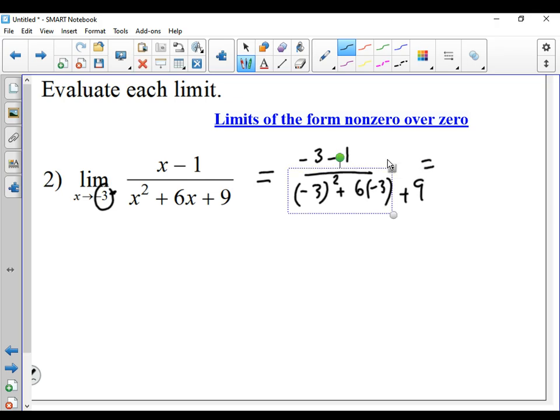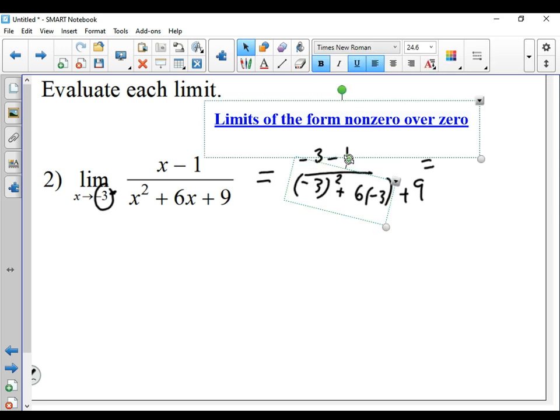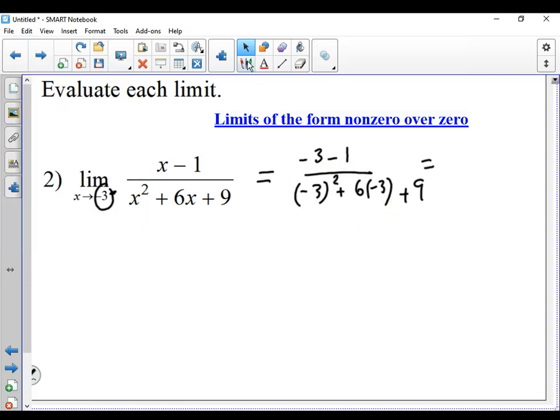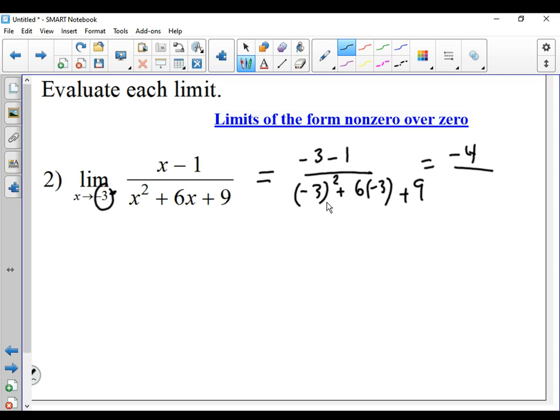If we simplify, the numerator is going to be negative 4. If we simplify the denominator, we get 9 plus 9 minus 18, which is 0. So another situation of a non-zero over 0. So what do we want to do? Again, we want to see if we can factor the denominator. We always check if we can factor the denominator.